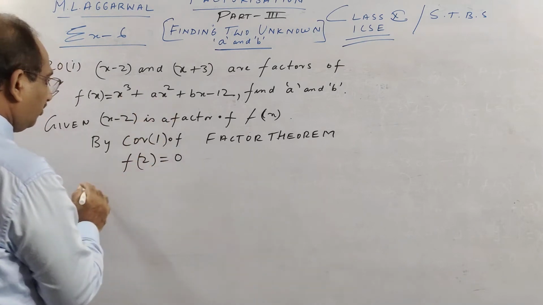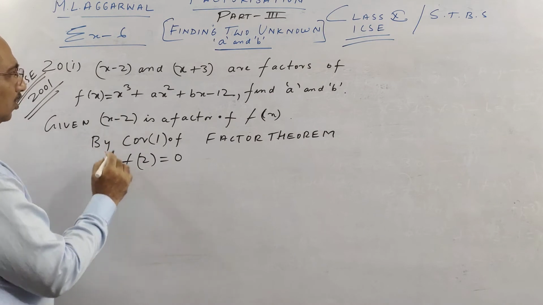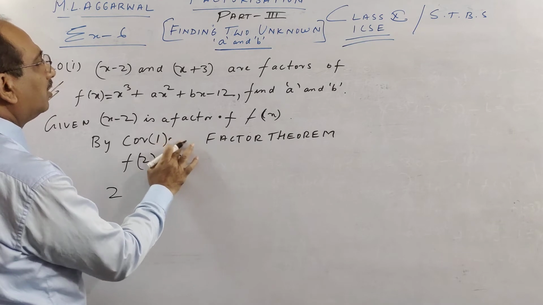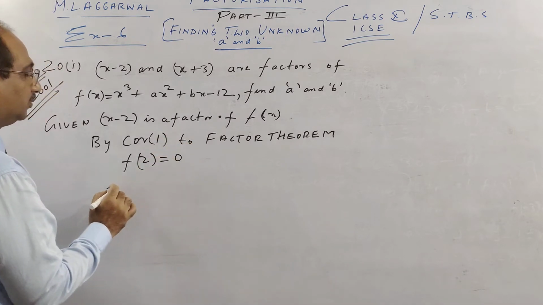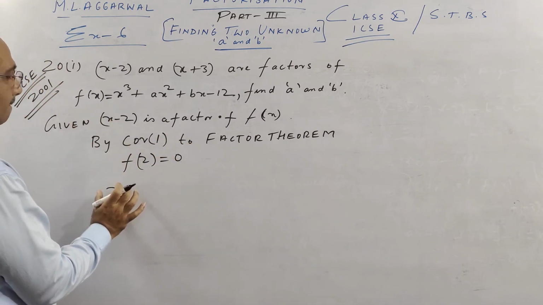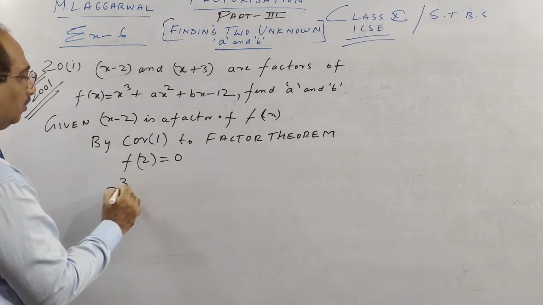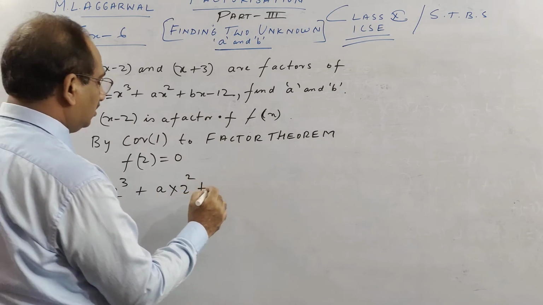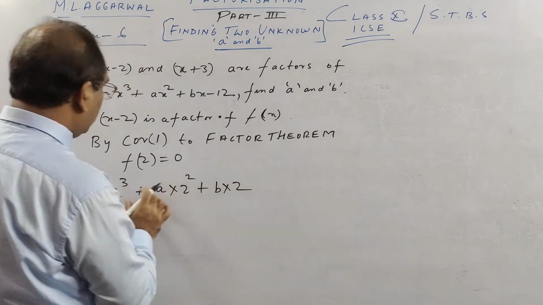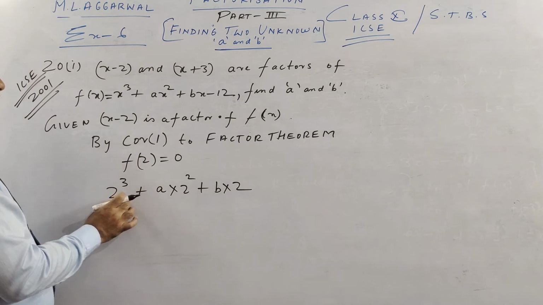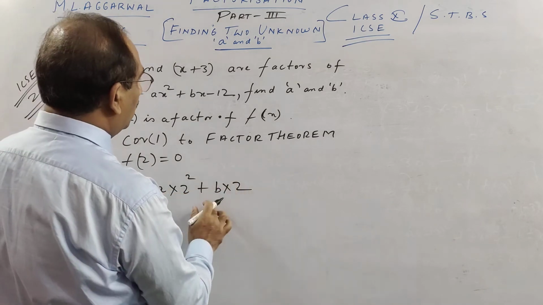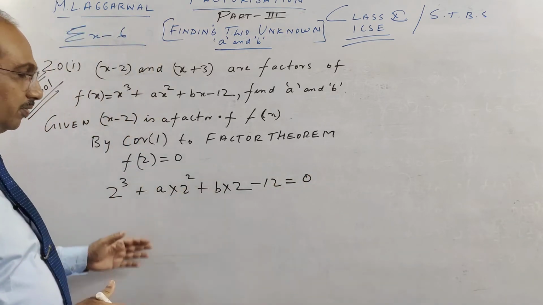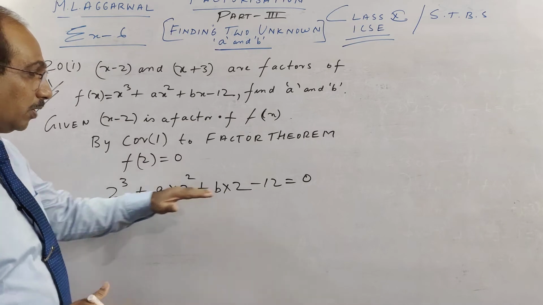f(2). So what we do, children, see here in this equation, 2 cube, and here it is corollary 1 of; better you write the words factor theorem. So we write 2 cube plus a, which we have to find, into 2 square plus b, which we have to find. Wherever x is there, children, we substitute 2, and 2 unknowns you will have, and you will get a simultaneous equation, one of the two equations. So equal to 0 you put.